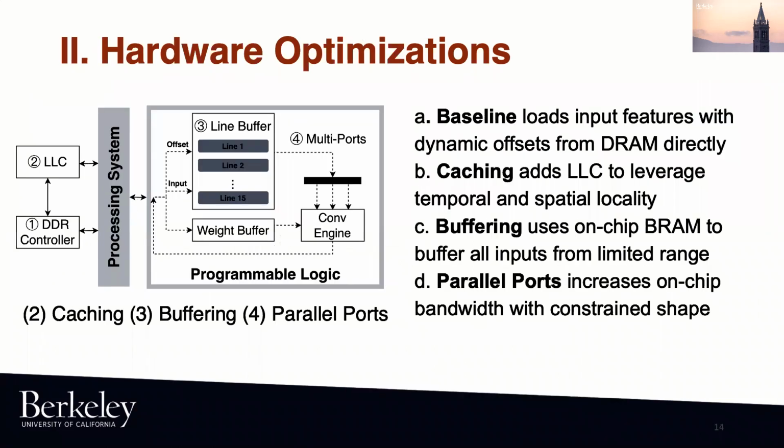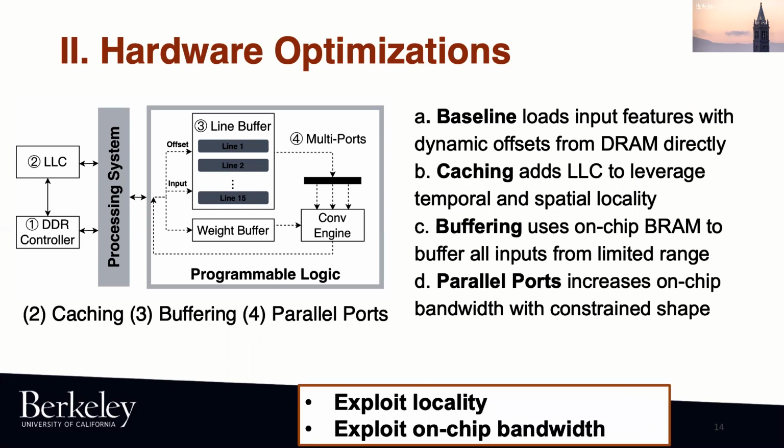We then co-designed the hardware engine with this efficient operation. We made corresponding hardware modifications to leverage the algorithm co-design features, including use last level cache on the SoC, add line buffers, and allow parallel ports on the SRAM in order to fully exploit the locality and increase the on-chip memory bandwidth.